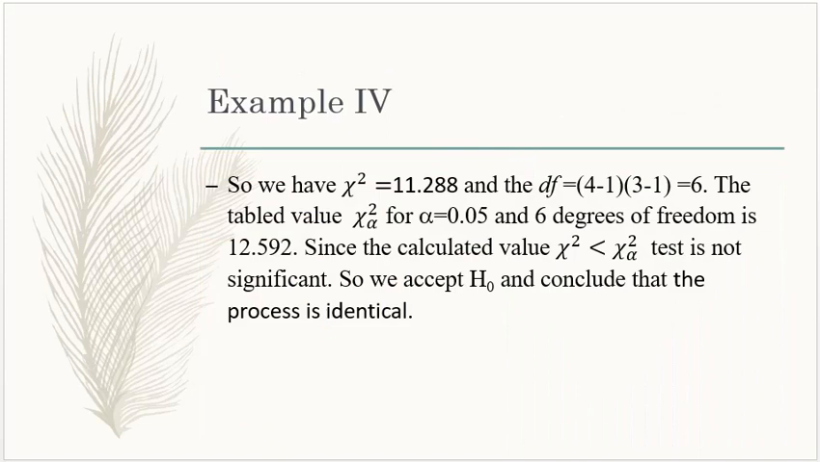Here you have 4 minus 1 into 3 minus 1, with 4 rows and 3 columns. So your degrees of freedom is 6, and from the table the critical or tabulated value of chi-squared is 12.59. The calculated chi-squared value 11.228 is less than 12.59. So we accept the hypothesis and conclude that the proportions are identical, P1 equals P2 equals P3.